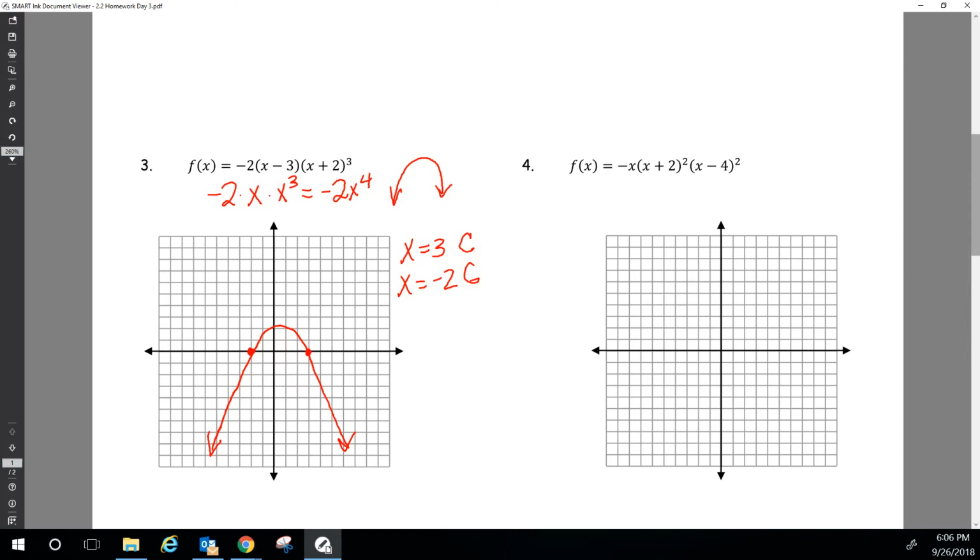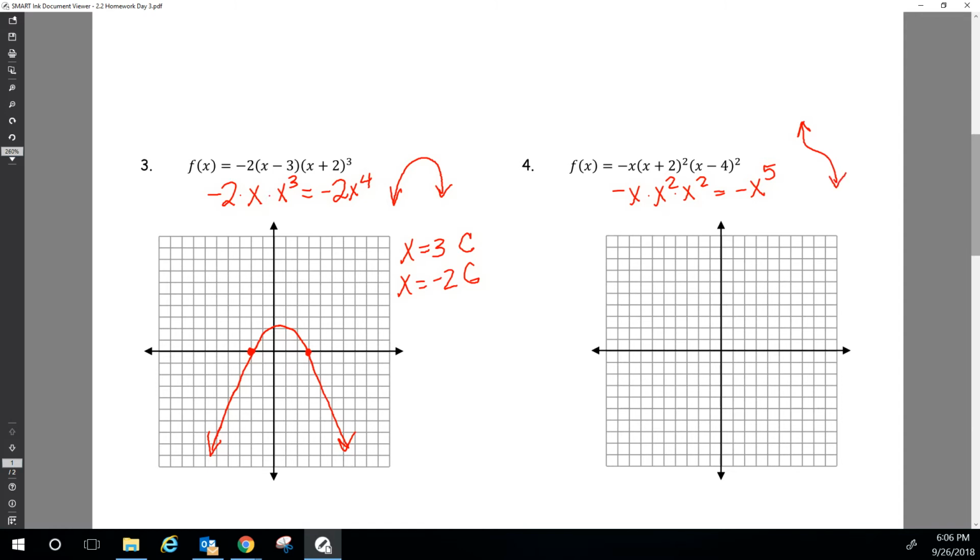For number 4, my leading term is -x times x squared times another x squared, which would be -x to the 5th. Finally, something that's not a parabola. It is an S shape. Because it's negative, it's going to be a decreasing S shape of some kind.